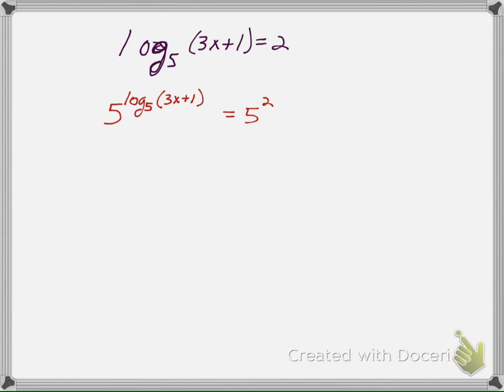And the left side now is just 3x plus 1. Isn't that nice? And now the right side is just 5 squared, which we all know is 25. And now again, it becomes a very easy problem to do. We subtract 1. We divide by 3. And we have our answer.